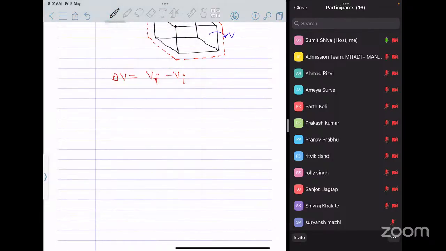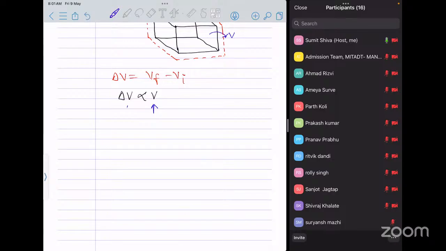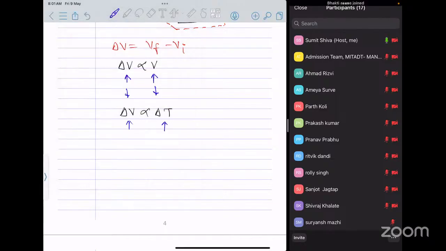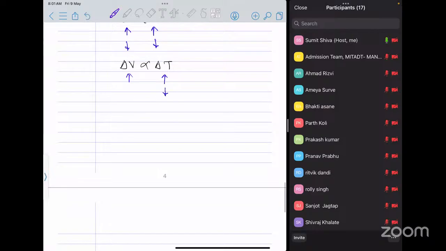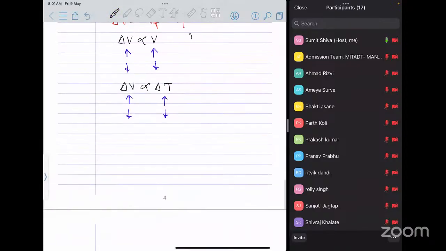And if we will look at the factors affecting delta V, it will be V by the same rule. Greater V, greater will be change, smaller V, smaller will be change. Another factor is again temperature. Delta V is directly proportional to delta T. Greater the temperature variation, greater will be change in volume. Smaller temperature variation, smaller variation in volume. If you will club both the factors, you will get delta V directly proportional to V delta T.